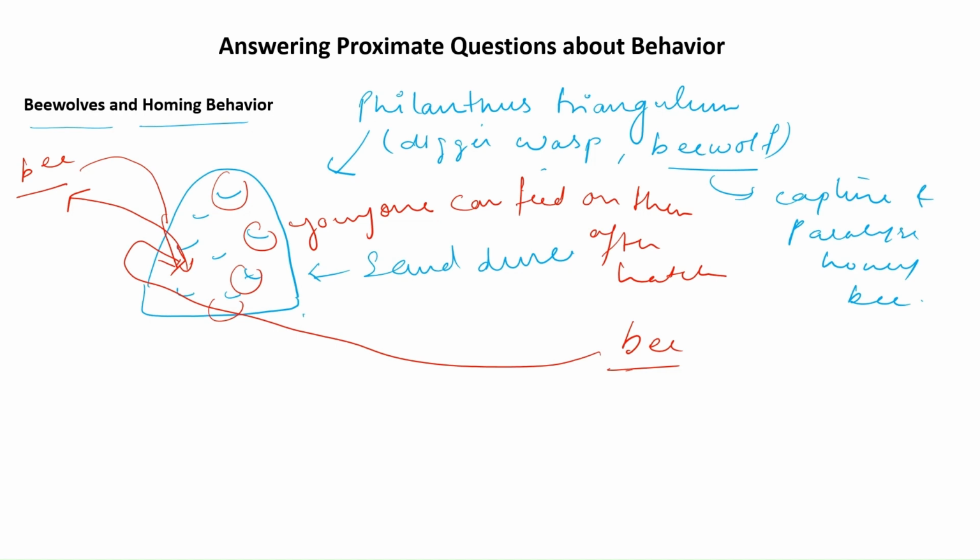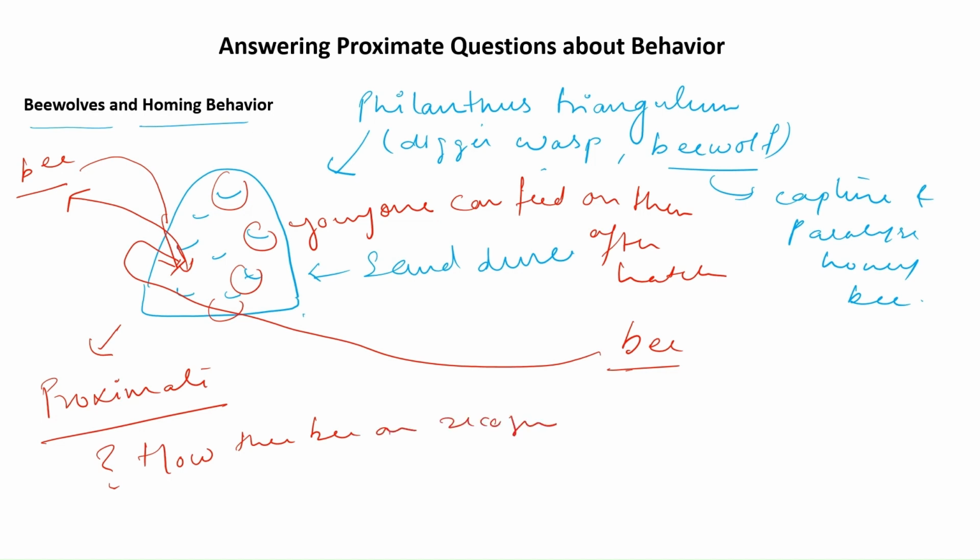So from here, the question arises about proximate. Proximate means mechanism. So what can be the question? The question is how these bees are able to recognize their house, or how they are able to find their nest or house. What is the mechanism behind that? So this curiosity led Tinbergen to find the exact reason behind that.